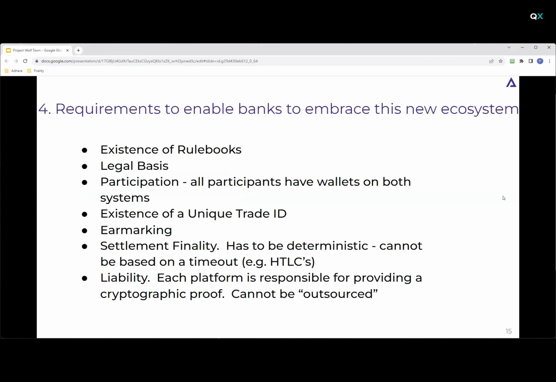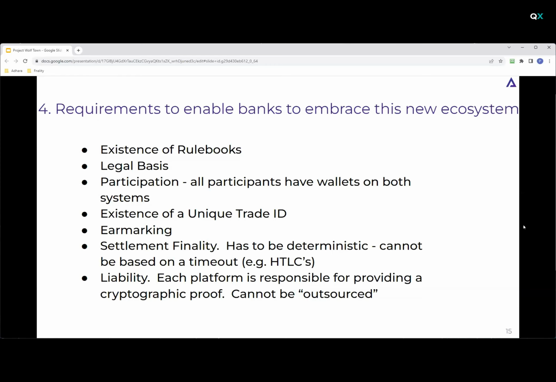Okay, so those are some principles or guidelines. What are our requirements for working in this space, which is a little bit more research, in terms of interoperating between two different systems? Fortunately, we have rule books in place that govern what participants can do, what they can't do, as well as consequences, and those also help inform a legal basis, i.e., some legal recourse if stuff goes wrong.